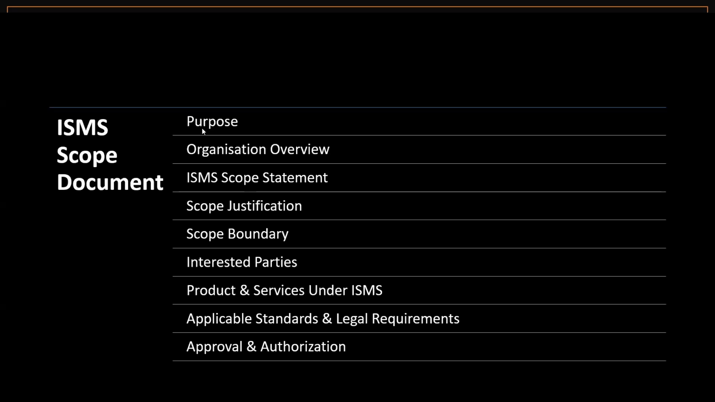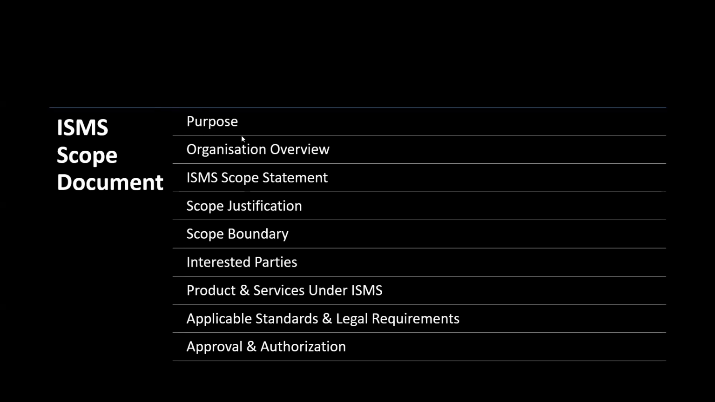How the scope should be written. First, what is the purpose of that audit? Give the information of that. Give the details about the organization. Okay. Cover the boundaries where you are going to do the audit. That will be your scope statement.